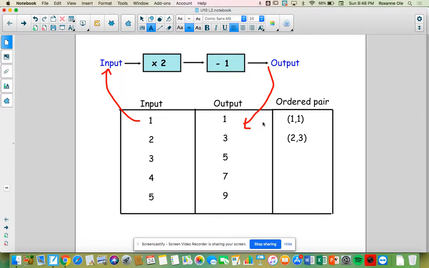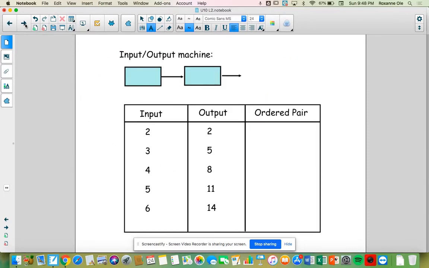When we're talking about an ordered pair for graphing, the input is always x, the first number, and the output is always y, the second number. So if we were to make these into ordered pairs, the next one would be 3 and 5, 4 and 7, 5 and 9. Then once we have the ordered pairs, we could graph them, and that is what you will be doing a lot of today. Let's look at this one.